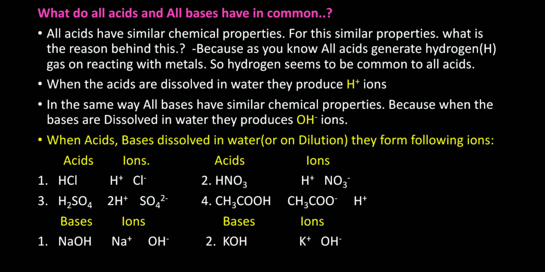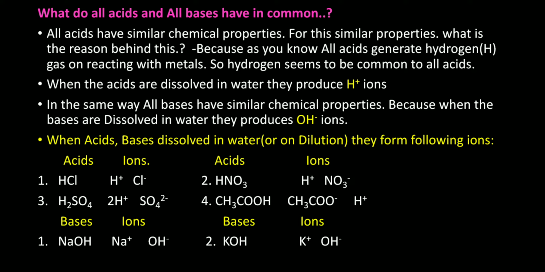In the same way, come to the bases. Give me some examples of bases. Bases are sodium hydroxide NaOH, potassium hydroxide KOH, magnesium hydroxide Mg(OH)2, calcium hydroxide Ca(OH)2. These are the four important bases. Among these four, what is common in the chemical formula? OH is common for the bases, H is common for the acids.